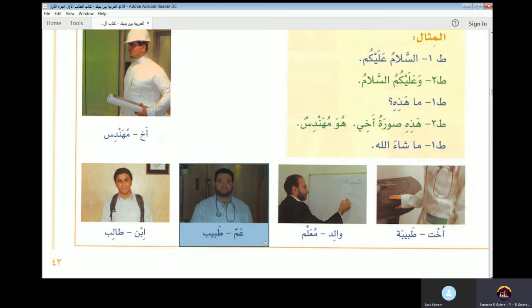Here we have ammi, which means uncle. Ammi, uncle. Yes, okay, I got you. Okay, assalamu alaikum. Wa alaikum wa assalam. Ma hadhihi? What is this? Hadhihi suratu.